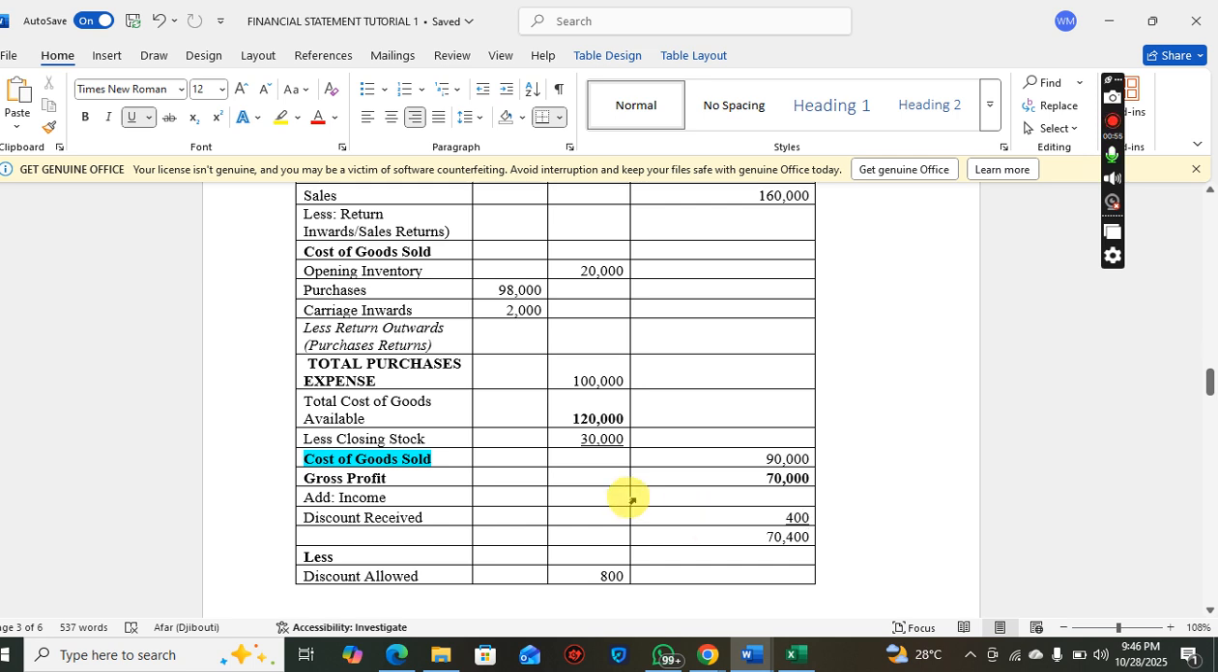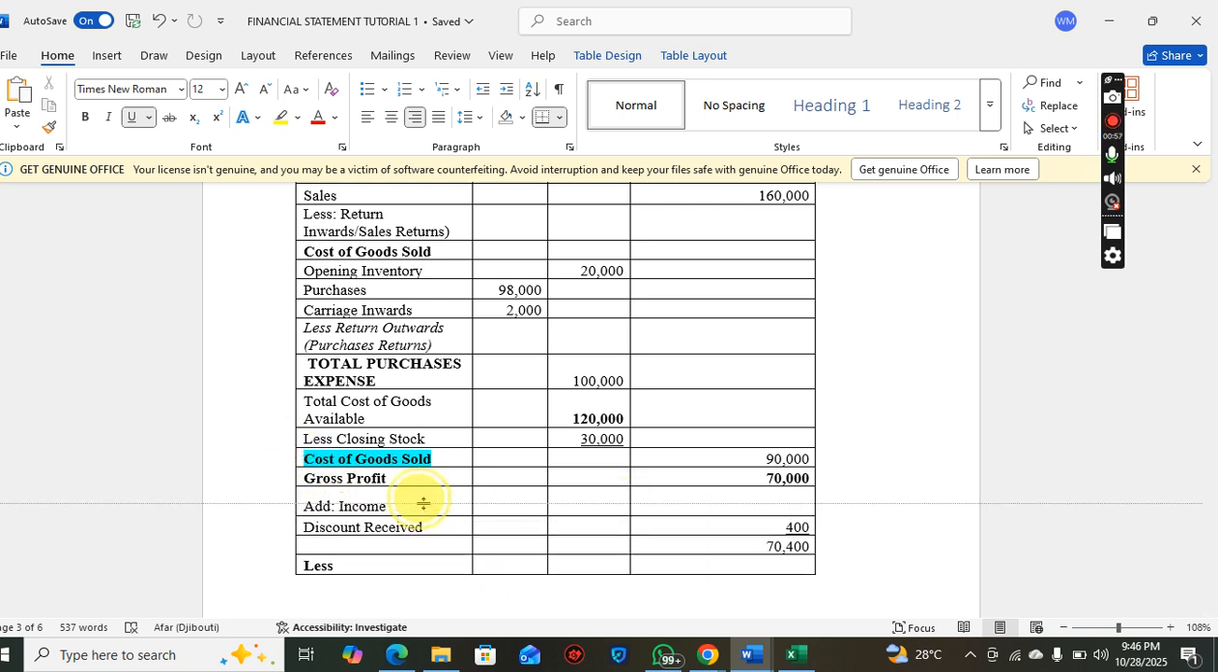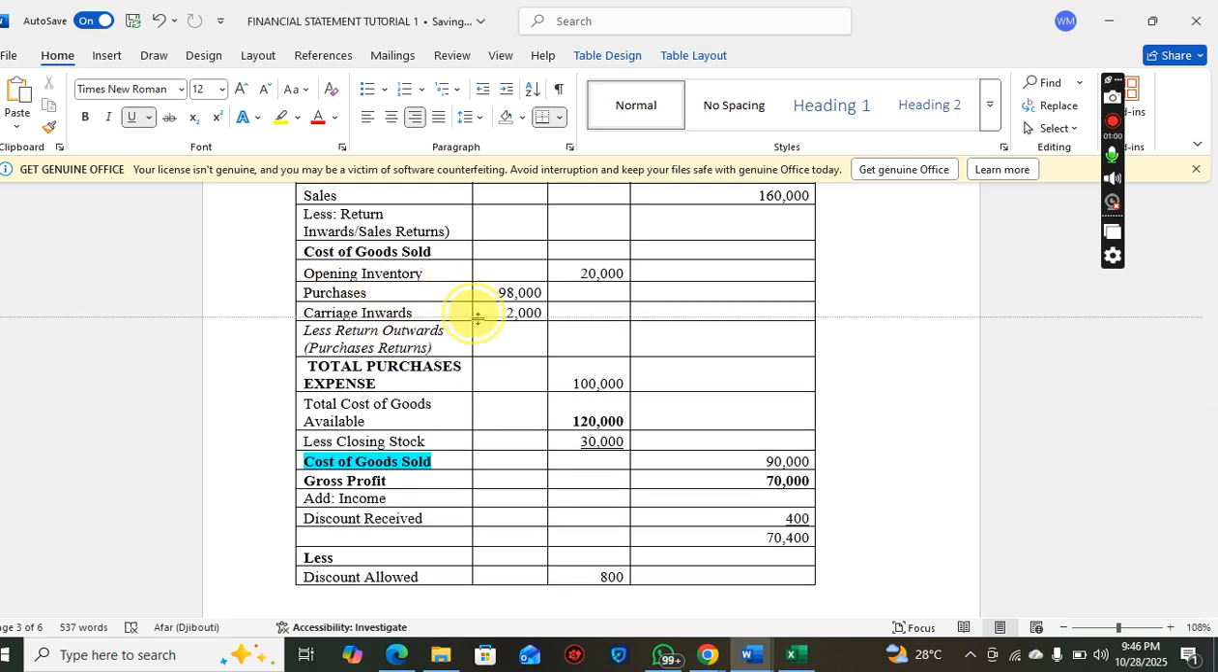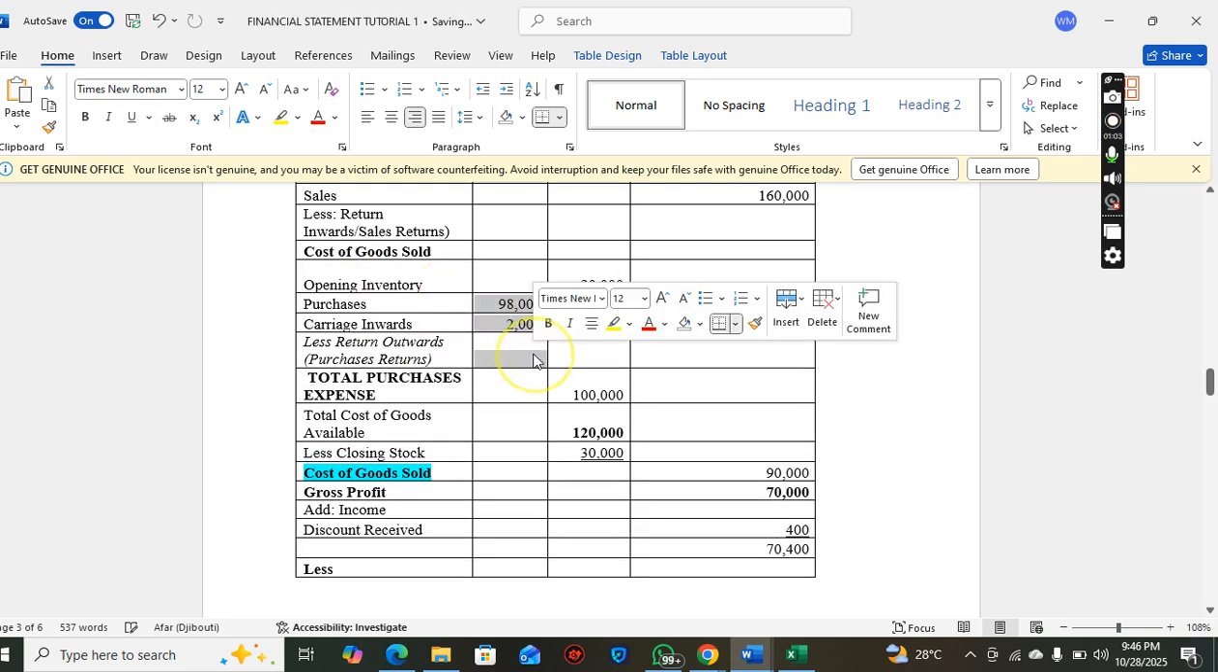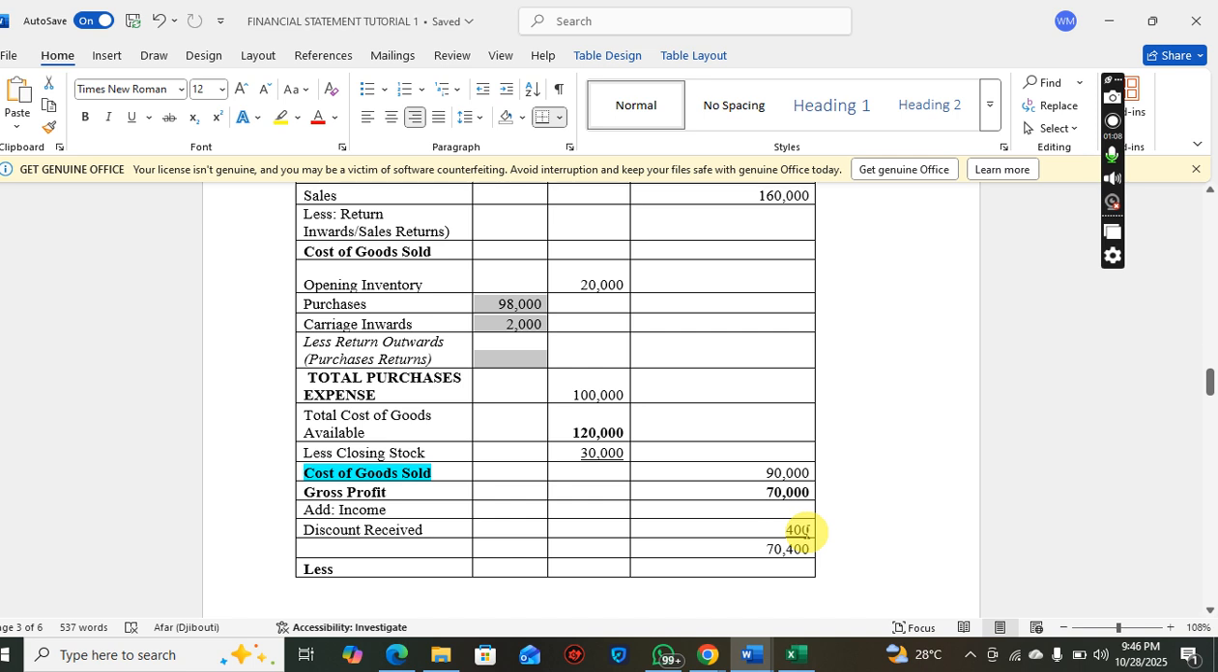As I said earlier on, this same discount received, if you want, you can deduct it here in these purchases adjustments. Right, you deduct it in these adjustments, then it means you won't add it as income afterwards. But if you don't adjust it with purchases, you can add it to the gross profit as income. Okay, so we add 70,000 plus 400, we get 70,400 as our adjusted gross profit. There is no other form of income in this question.